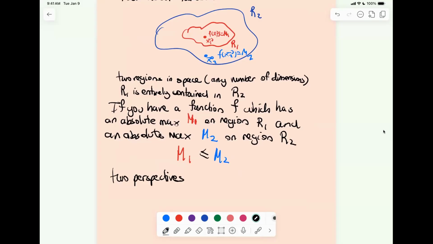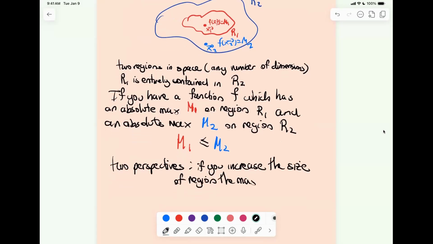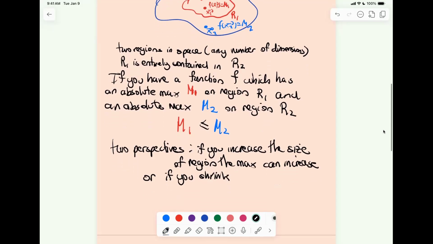I mean, it could stay the same, but when I say increase or decrease, I mean less or equal. So if you increase the size of the region, the max can increase. That's interpretation one. Or if you shrink the region, the max can only decrease.